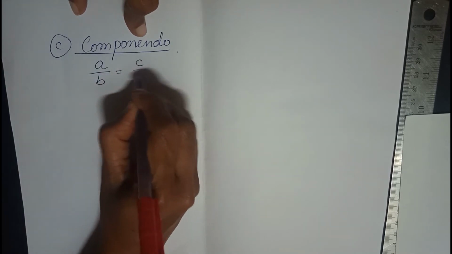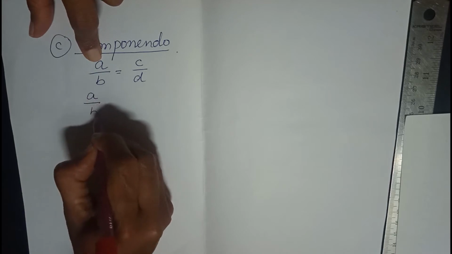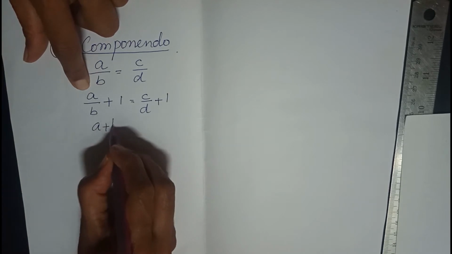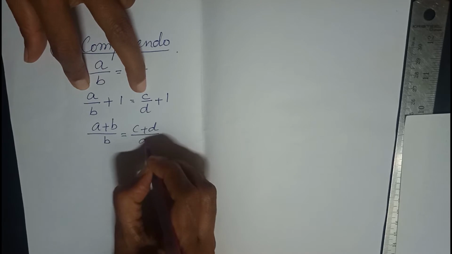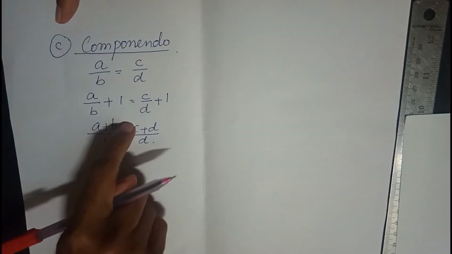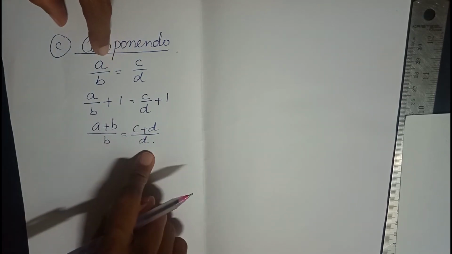Let's go to the next one, which is called the componendo. Now, if A upon B is equal to C upon D, then in componendo what you do is we add 1 on both the sides. And if you take LCM, this will become A plus B upon B is equal to C plus D upon D. Or in other words, we just add the denominator to the numerator, right? And we keep the denominator as it is. So this is called componendo.